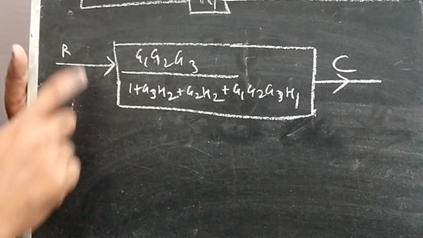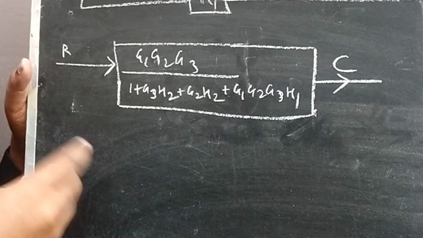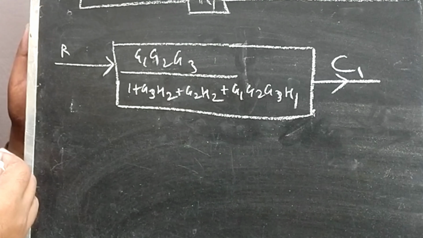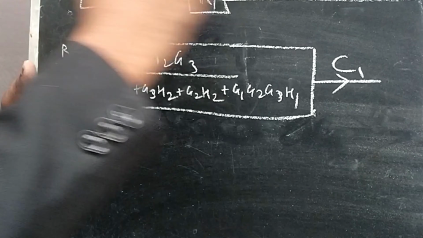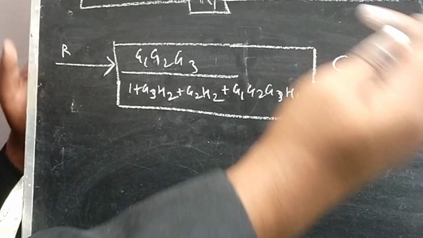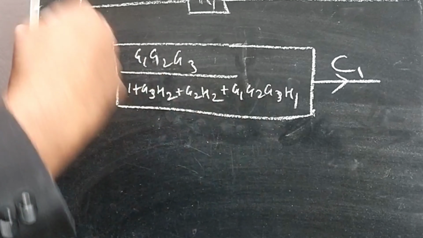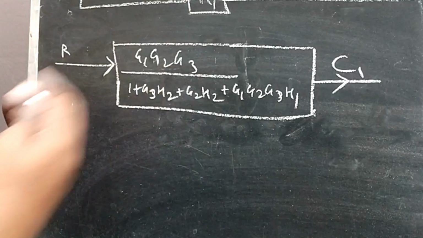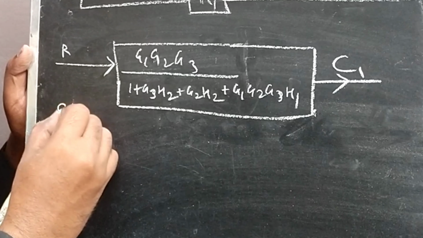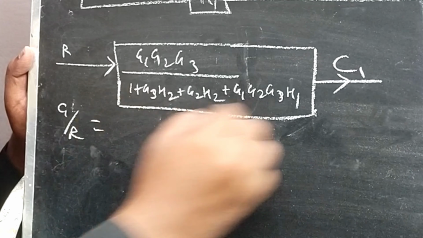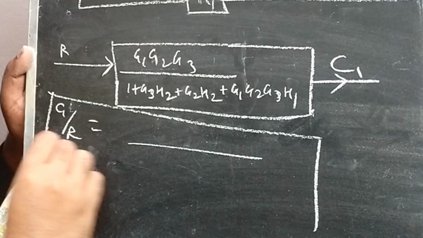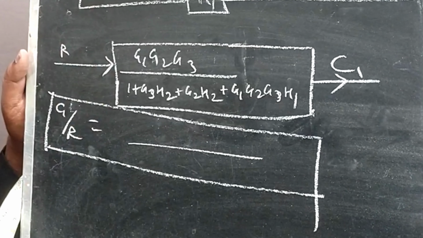If we want to differentiate station 1 and station 2, we can indicate the suffix as C1. If you want to differentiate which C by R it is, consider this C as C1, and consider the next output as C2. If you want to differentiate those two transfer functions, put suffix C1. Then this is C1 divided by R is equal to, what is the block inside it? Just the transfer function. So this is the transfer function of station 1.